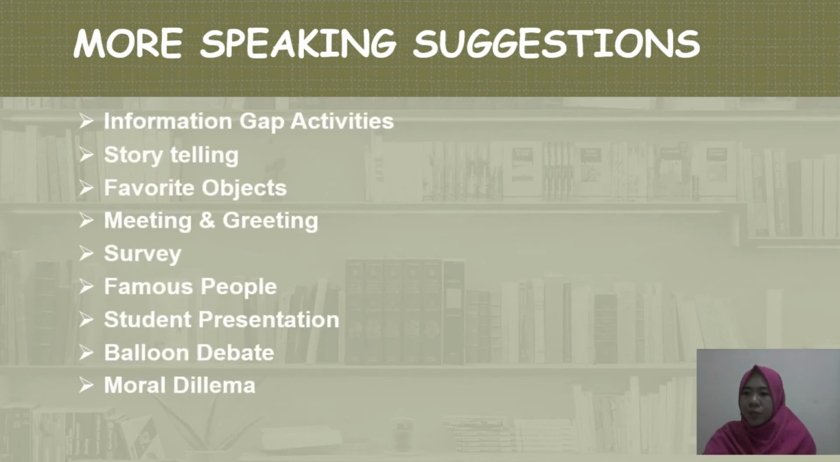Next is favorite objects. In this activity, students are expected to talk about their favorite object to their friends. They can describe what it is, when they got it, why they got it, what they do with it, why it is so important to them, or whether there are any stories associated with it.